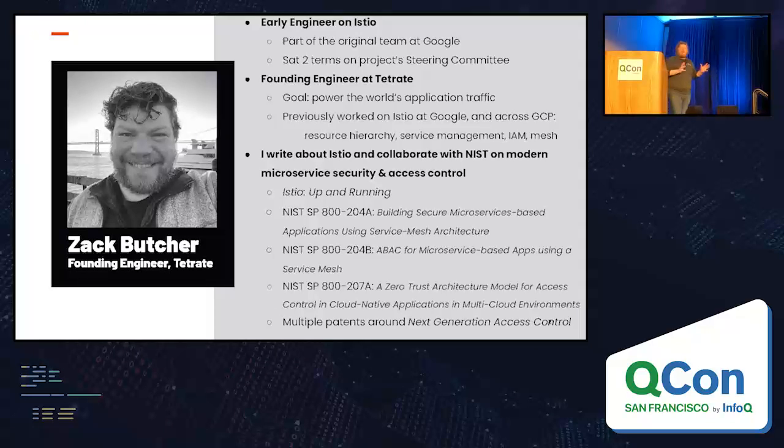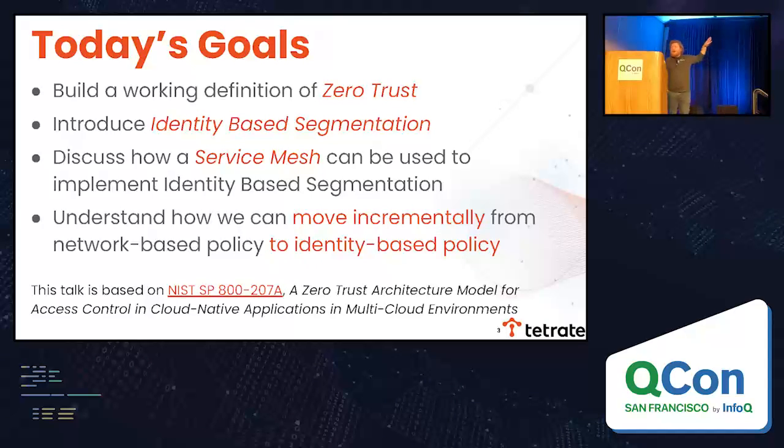Today I'm going to talk a little bit about zero trust. We're going to cover these four things primarily. We're going to get a working definition for zero trust that hopefully is tangible for folks. I'm really tired of the FUD around zero trust. So we with the SP got a very specific definition. I'm going to introduce that as identity-based segmentation. We're going to discuss a possible way that we can implement that using a service mesh as one of the architectures. And more generally, I'm going to outline how we can move incrementally from network-oriented policy into identity-based policy. So a lot going on today.